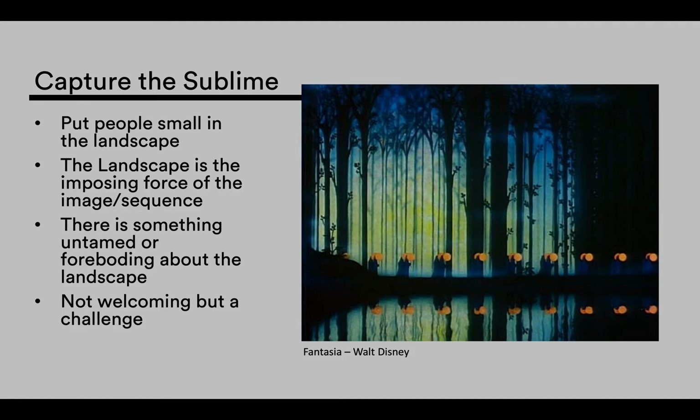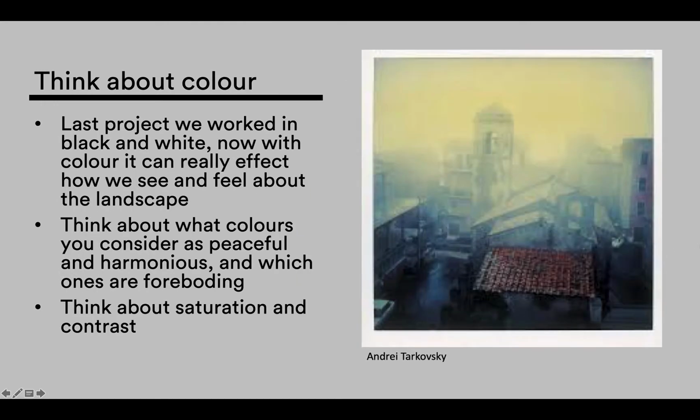So here we've got a scene from Fantasia. It's a beautiful sort of image where the people are quite small. You've got these beautiful cathedral-esque trees. The landscape is an imposing force, but it can be imposing in an awesome, beautiful way. Yeah? There's something untamed or foreboding about the landscape. Not welcoming, but a challenge. It's dark. Yeah? These people are going off into the night. Think about color.